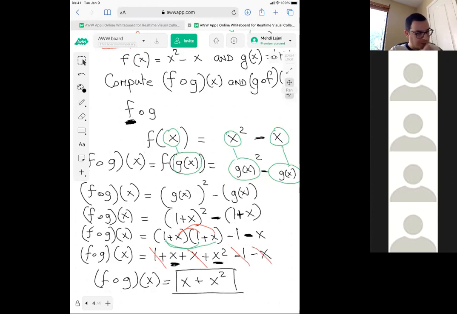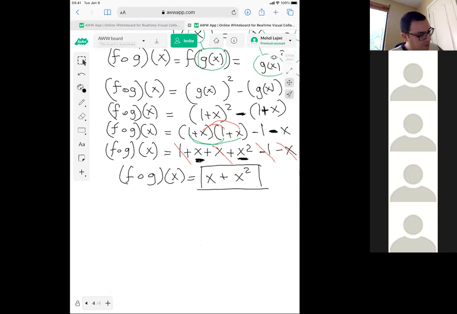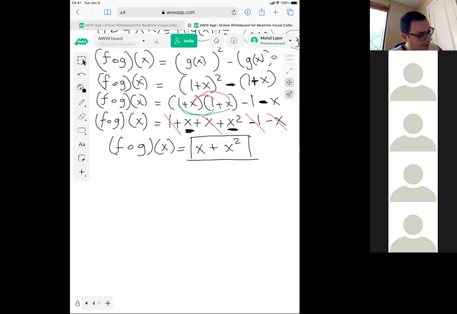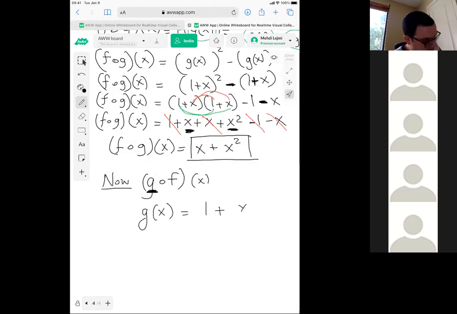Now, what about g composed with f? So g composed with f means you start with g first. So now I want to compute g composed with f of x. As I said, here g comes first. So I'm going to write down first g of x, which is just 1 plus x, right? And then I want to compute g composed with f, or in other words, g of f of x, right?